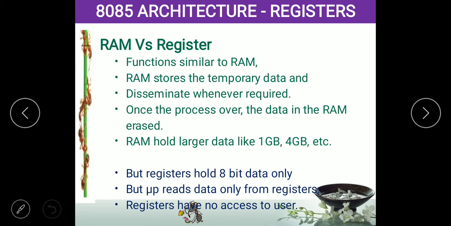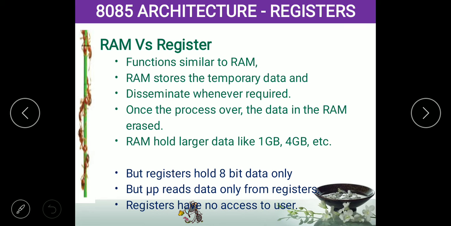So from the RAM we can extract the data to any peripheral devices connected to it, but the register will disseminate its data only to the processor, and it will receive data from the RAM only. The user cannot access the register directly. We cannot give any instruction directly to the register. We have to give it to the RAM. From the RAM only, the processor will transfer the data to the register. So that is the main difference.